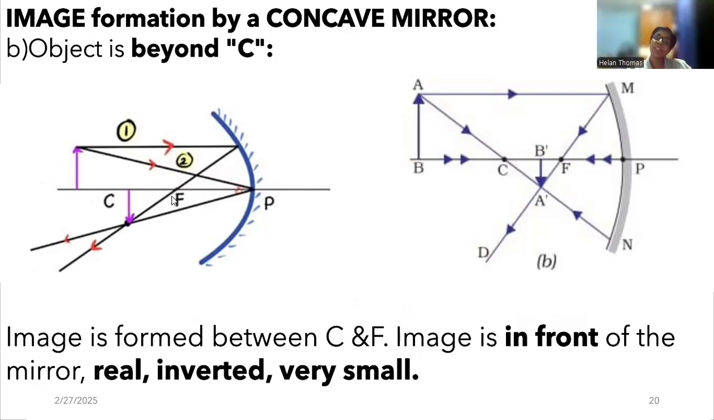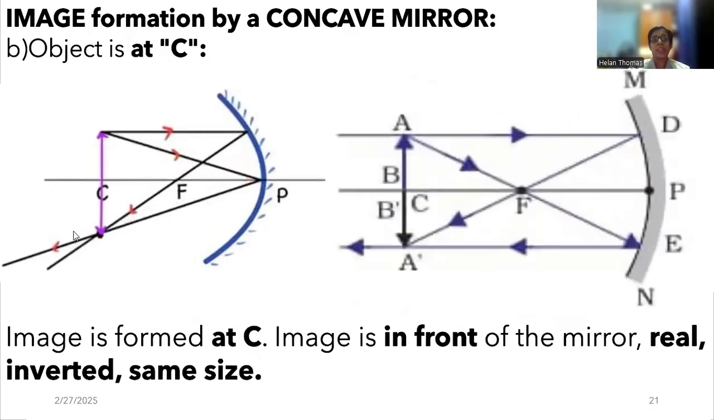When the object is at infinity, the image forms at focus. When the object is beyond C, the image is formed between C and F. It is formed in front of the mirror. It is real, inverted, and very small. Now the object is at C.